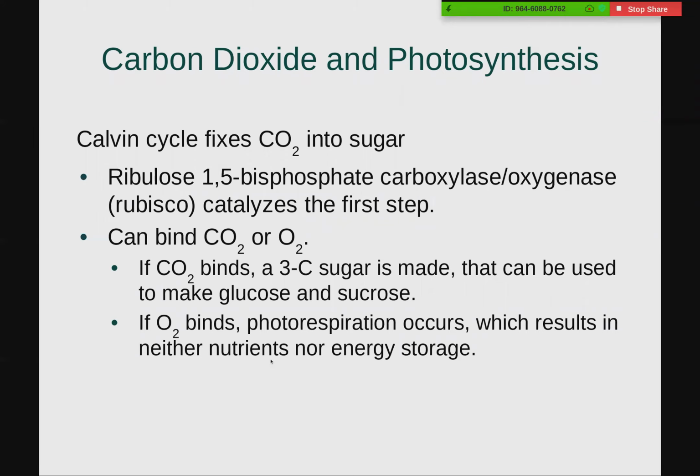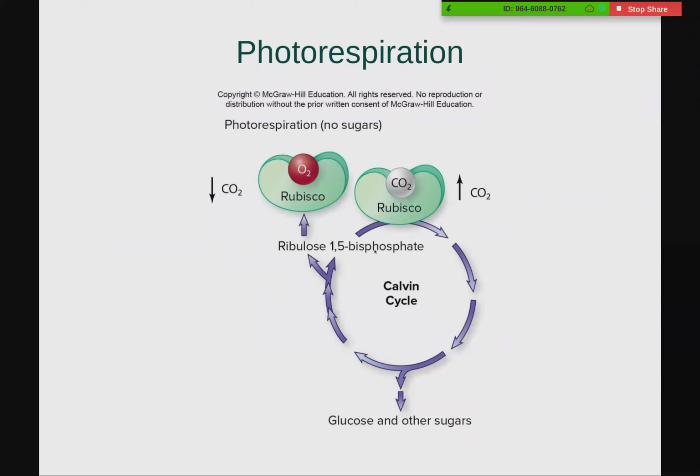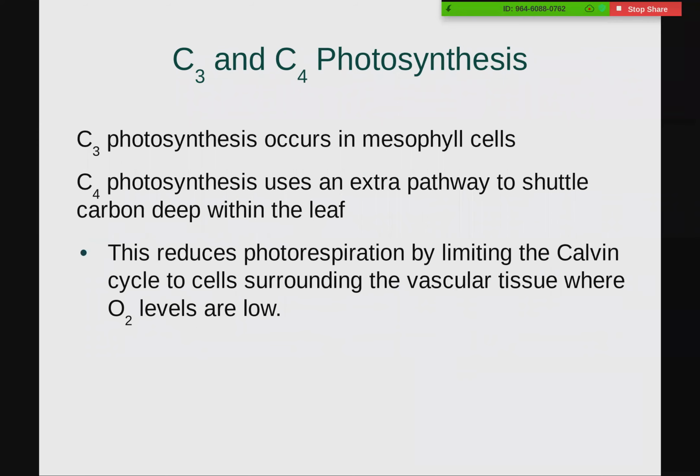So again, plants can use photosynthesis to make sugar or to help them respire. And again, all we're looking at here is the Calvin cycle, which we covered in Bio 1. But again, producing no sugar, but respiring in photosynthesis. Now, there are also other types of photosynthesis out there. There's C3 and C4 photosynthesis. So C3 photosynthesis occurs in our mesophyll cells. This is the standard photosynthesis that we think of.